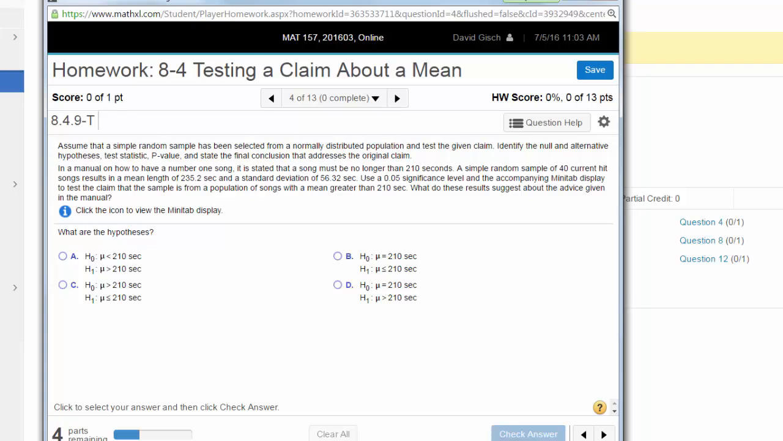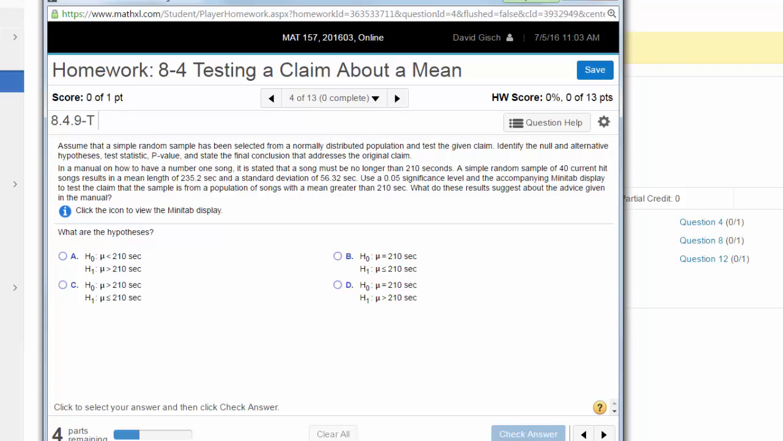Alright, so let's do another video about hypothesis testing. This time we're going to do this with one mean. So if we check out this problem here, assume that the simple random sample has been selected from a normally distributed population and test the given claim, identify the null and alternative hypothesis, and so on.